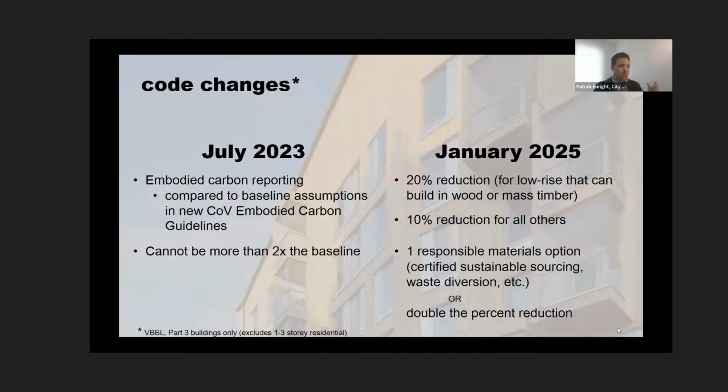So that's just part of the context. We're trying to reduce embodied carbon in Vancouver. There are actually code changes coming up that will require those reductions as we look ahead to 2025.